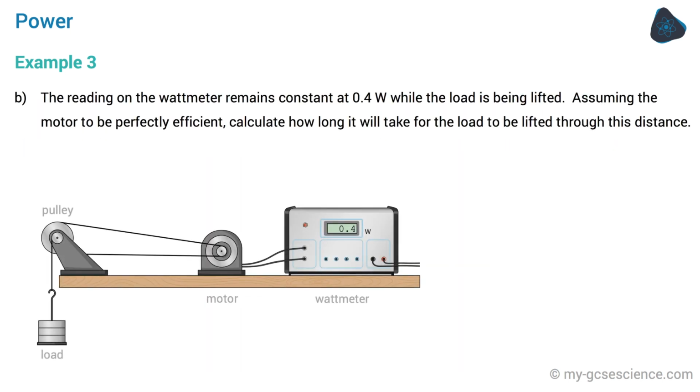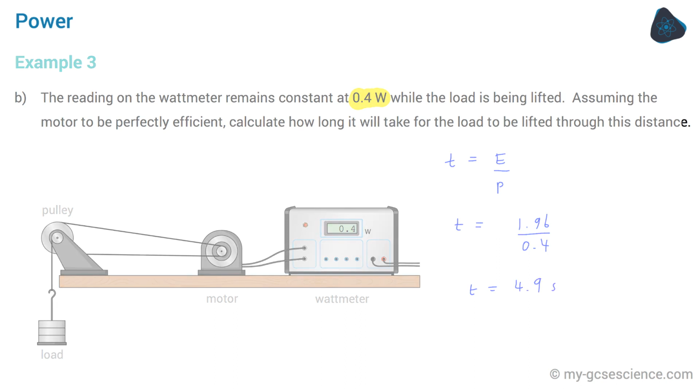Part B now. Here, we're told that the power is 0.4 watts while the load is being lifted. To work out the amount of time taken, we just rearrange our power equation to give T equals E divided by P. Then subbing in, we have 1.96 joules from the previous part divided by 0.4 watts to give a time of 4.9 seconds. Ain't physics sweet?